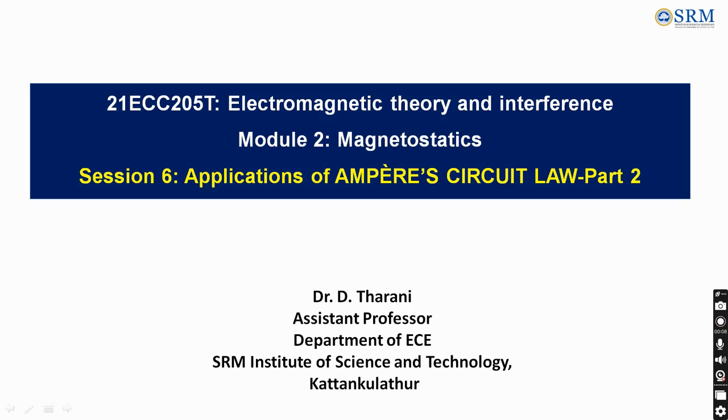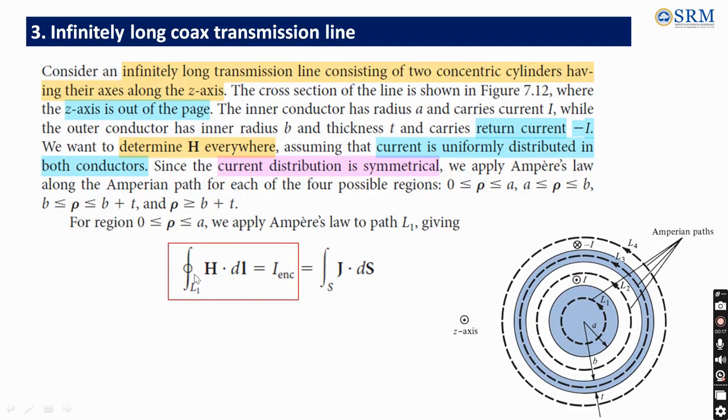Last class we saw two applications, for an infinite line current and an infinite sheet of current, how to apply the Ampere circuit law and find the magnetic field intensity. So what is Ampere circuit law? The closed line integral of magnetic field intensity is equal to the current enclosed by that path, right?